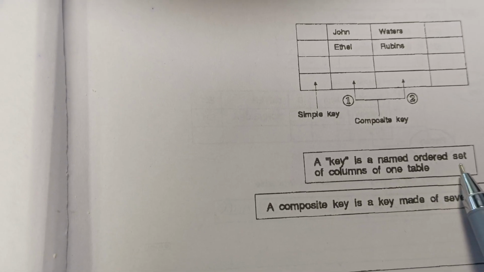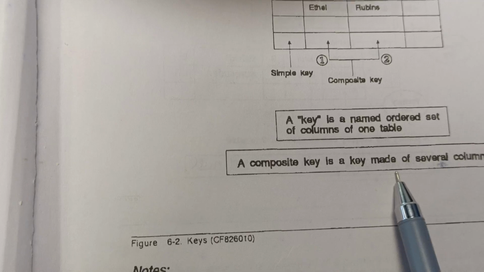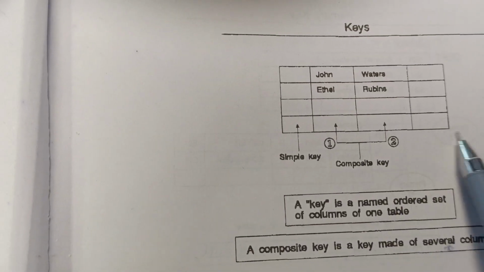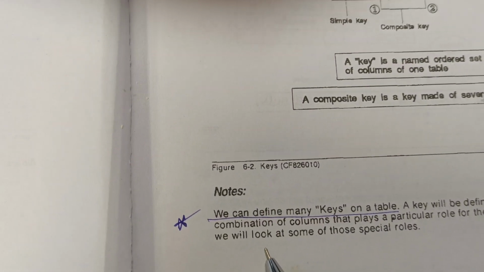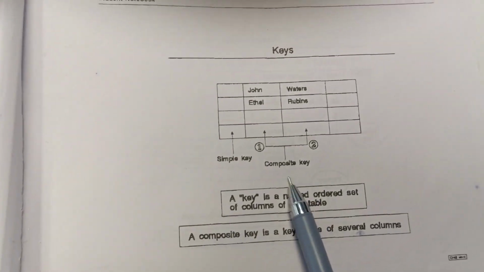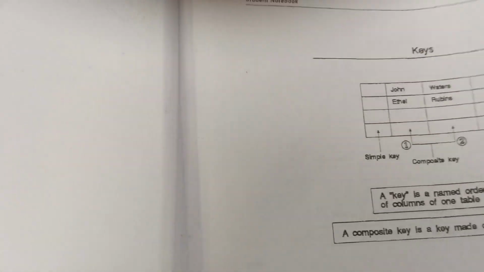And you can see the definition. A key is a named ordered set of columns of one table, and a composite key is made of several columns. It can combine two or more than two columns, but it is made of several columns, and that is called a composite key. And we can define as many keys on the table as we want. We can create n number of keys. There is no limit on this table.